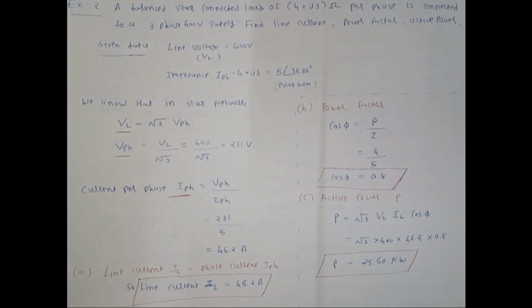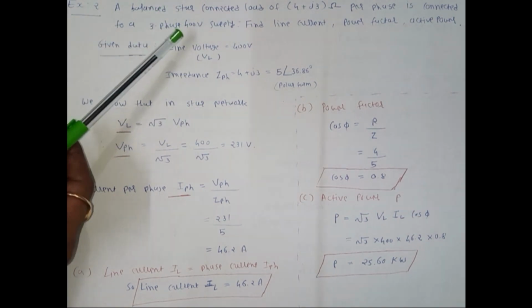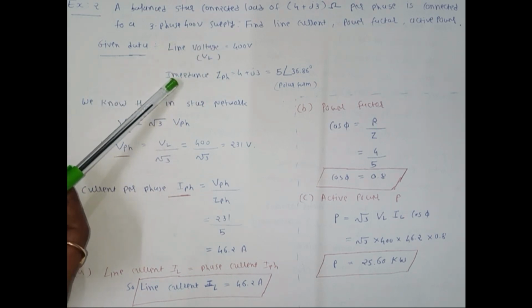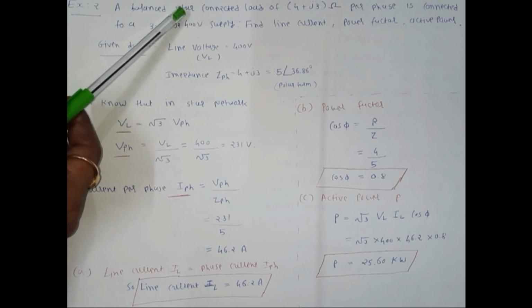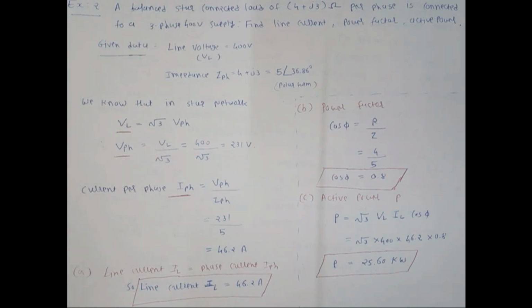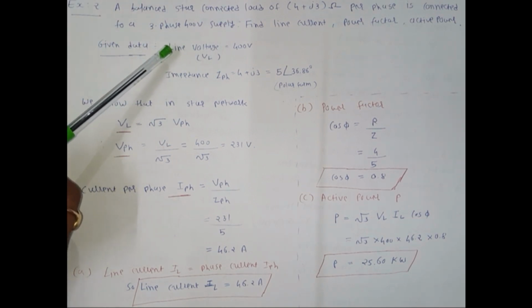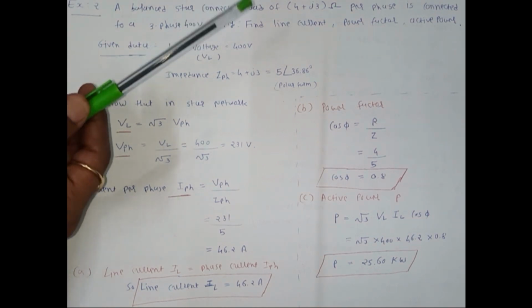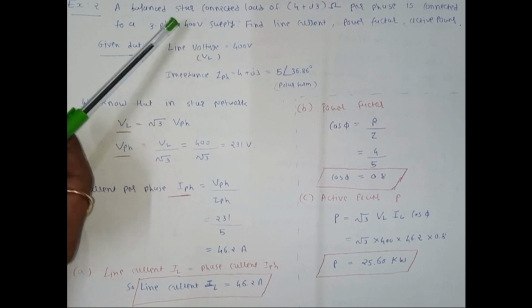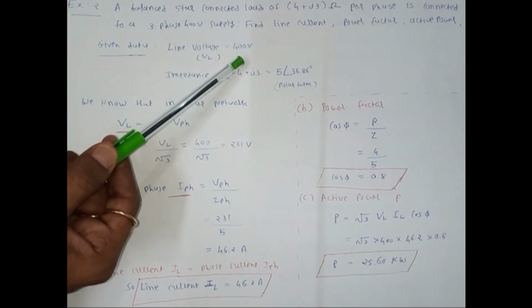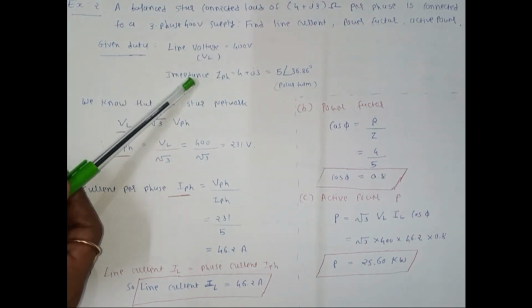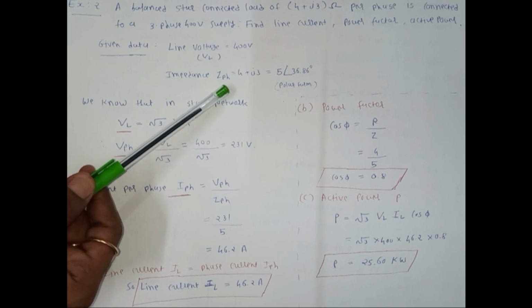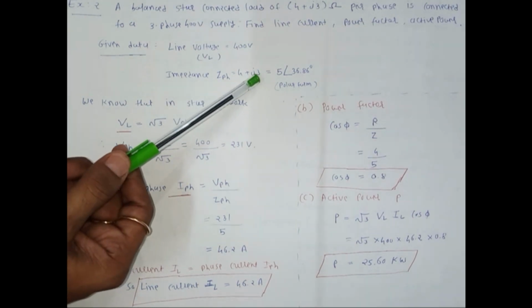Okay, so here we have not drawn the figure because the parameters are already given. You can draw the figure as a star connected network, three phases. The given data is, first of all, line voltage: three phase 400 volt supply, this is the line voltage. Now impedance is given, ZPH equals 4 plus j3.